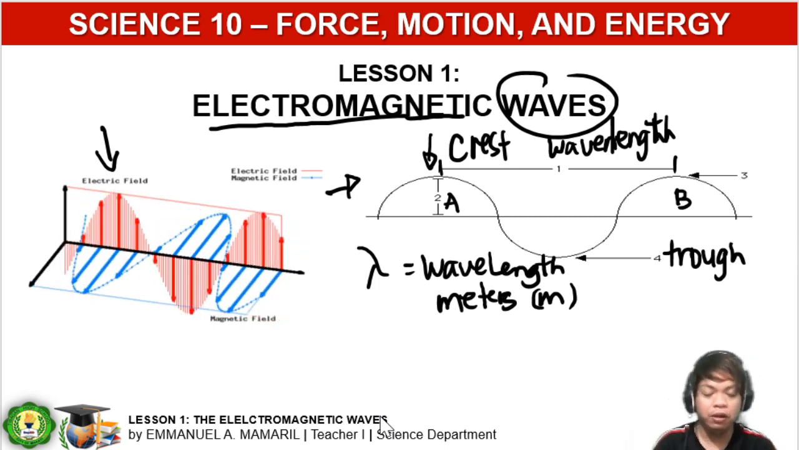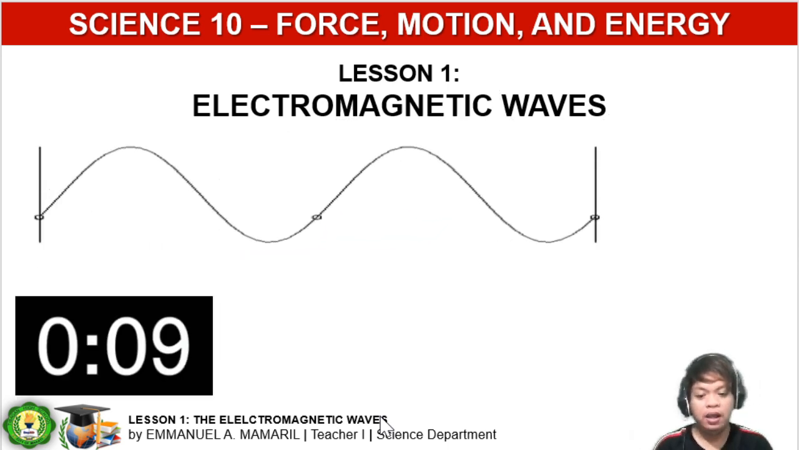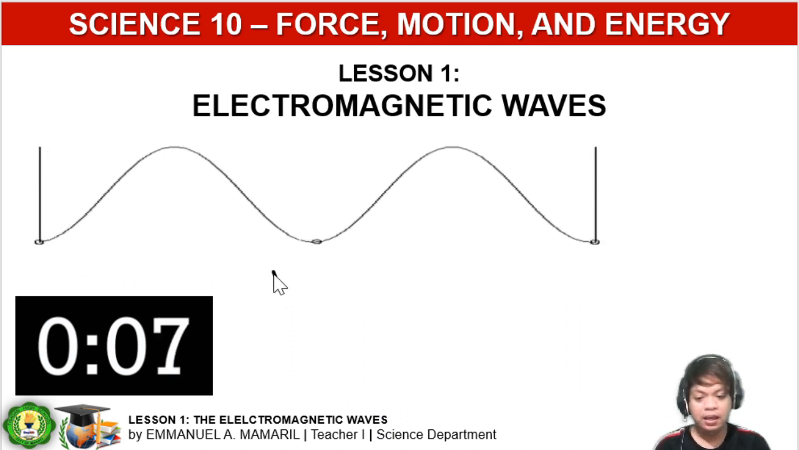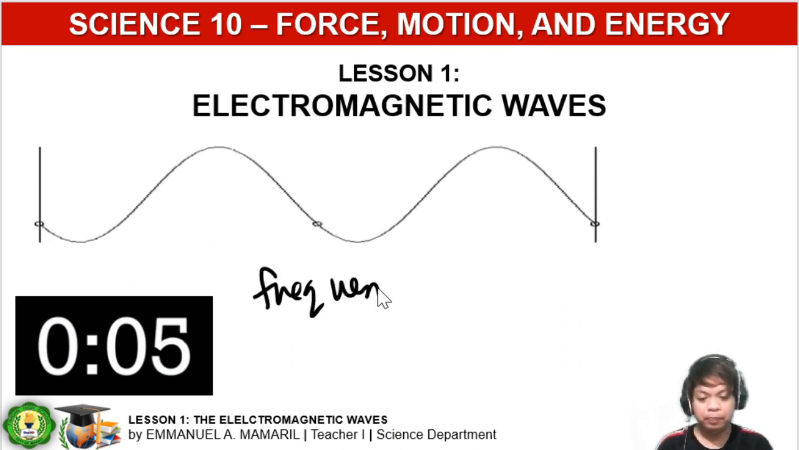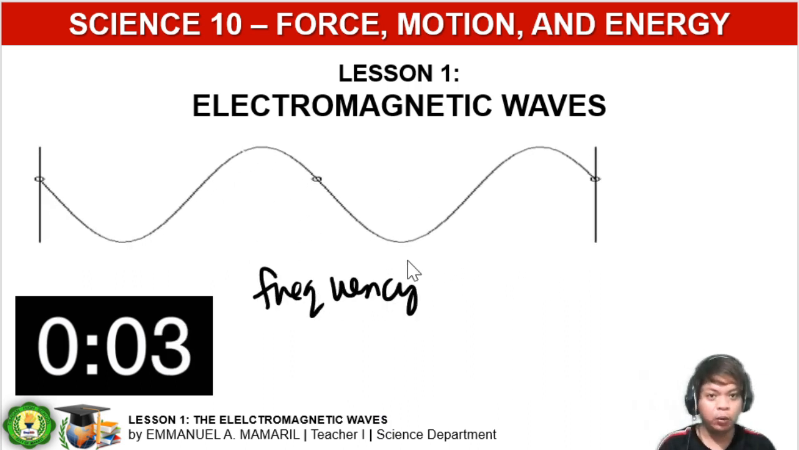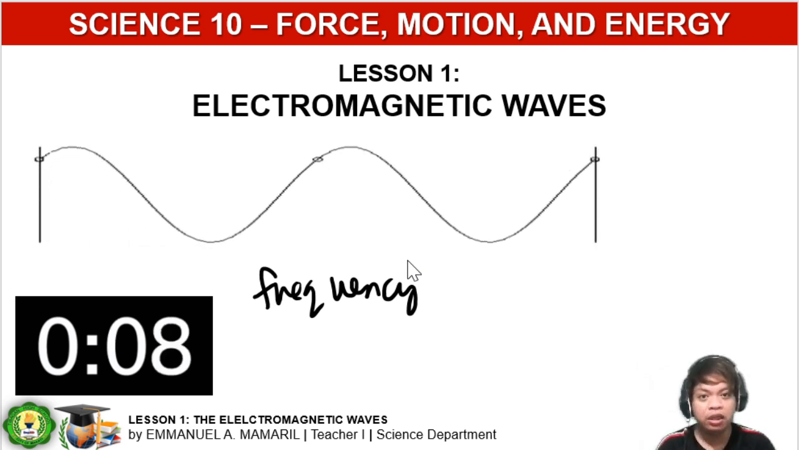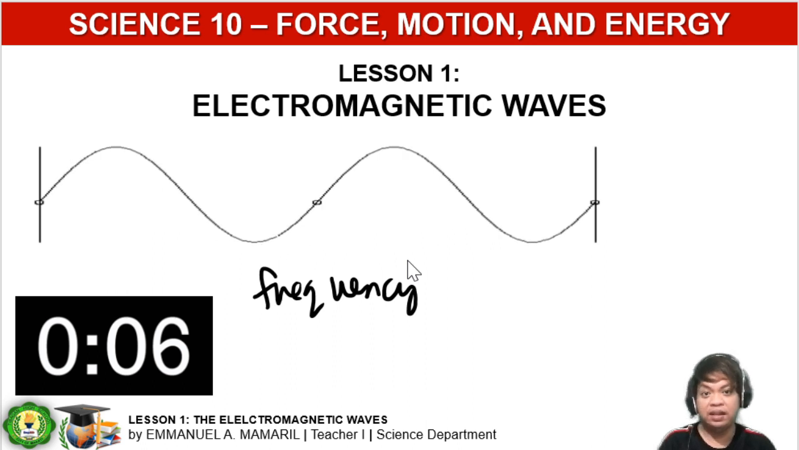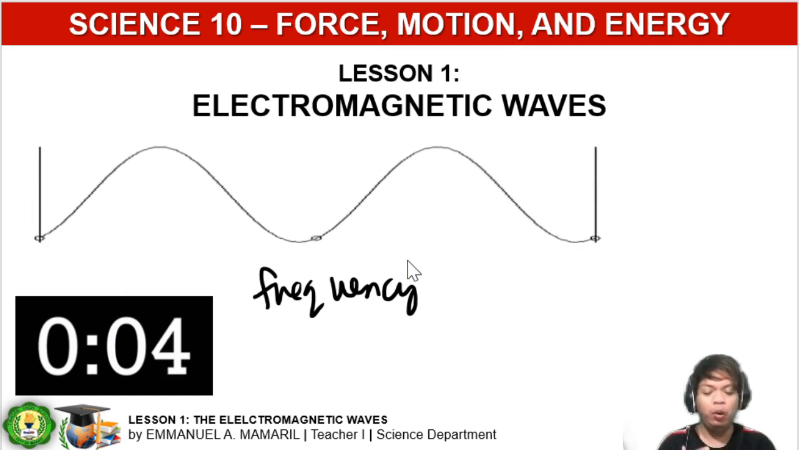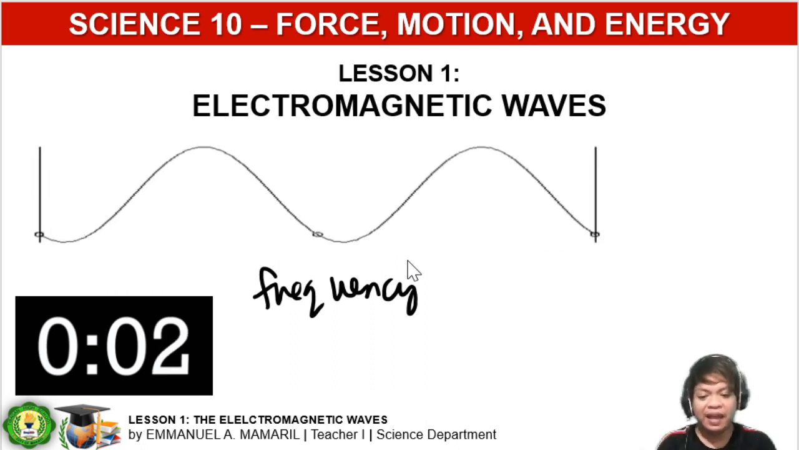Now, there's another property which we call the frequency. Okay? So, frequency naman is the number of waves or crests or troughs, or we can simply say the number of waves passing through a single point at a given time. So, anong ibig sabihin nun? To elaborate, let us have an example here.